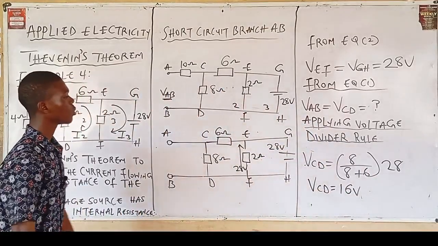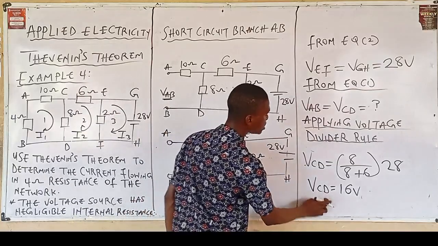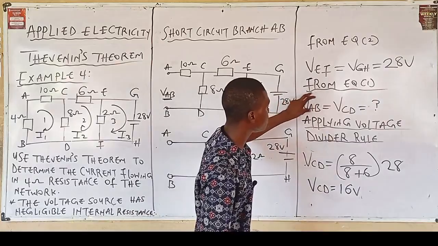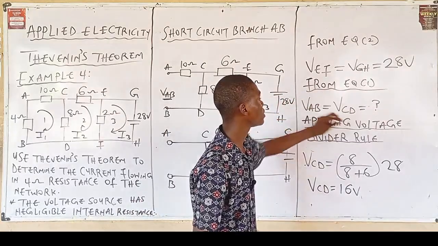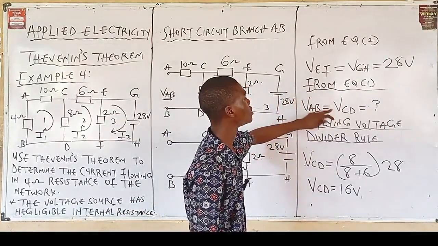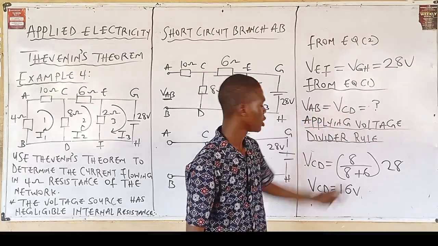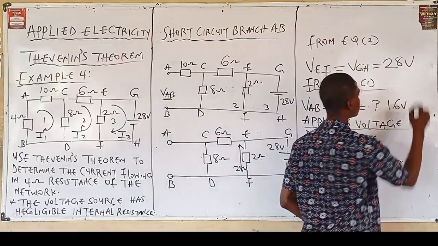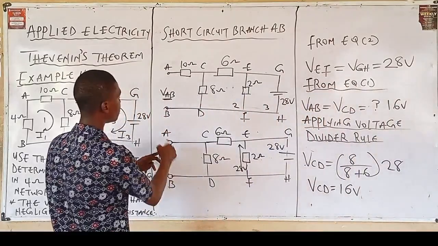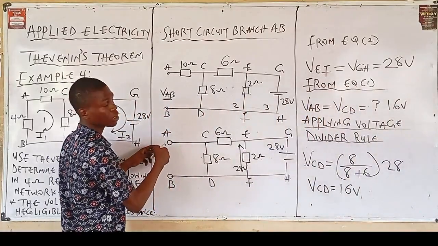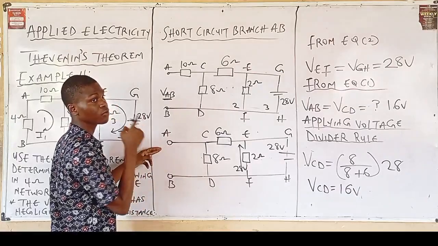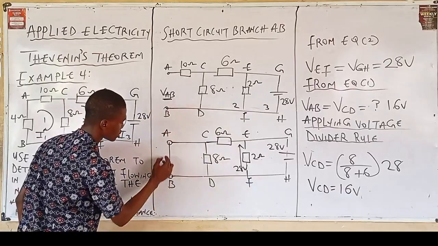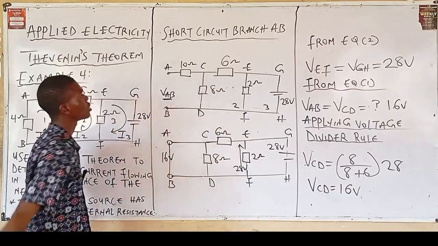Alright, now from here, go back to equation 1. From equation 1, we have that VAB is equal to VCD, meaning the voltage in branch AB is equal to the voltage in branch CD. Then we've gotten 16 volts. That is the value of the voltage for the load resistor, which is VAB, equal to 16 volts.